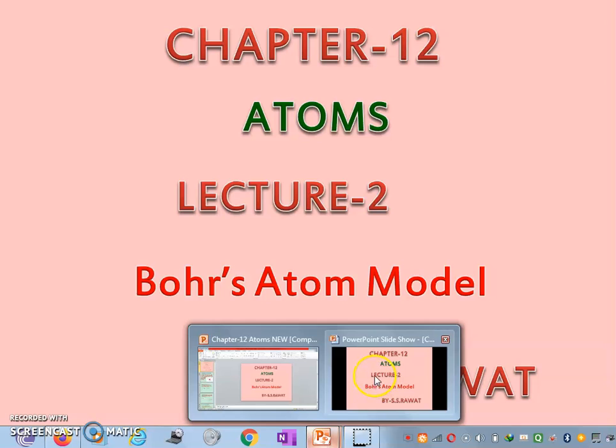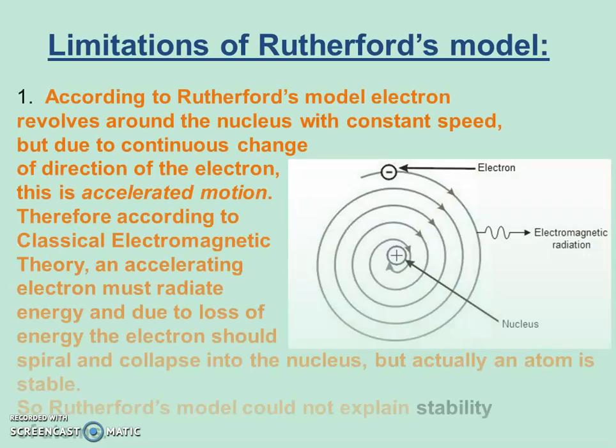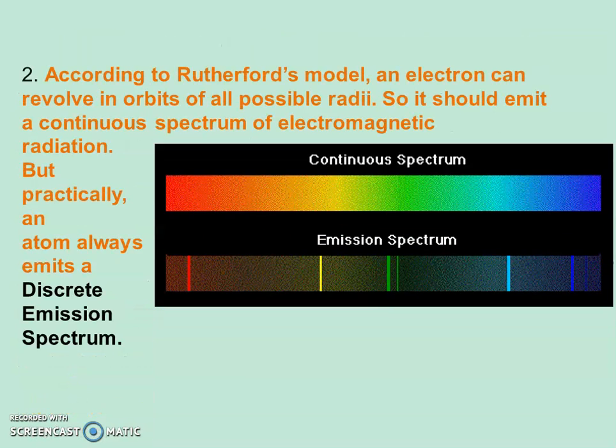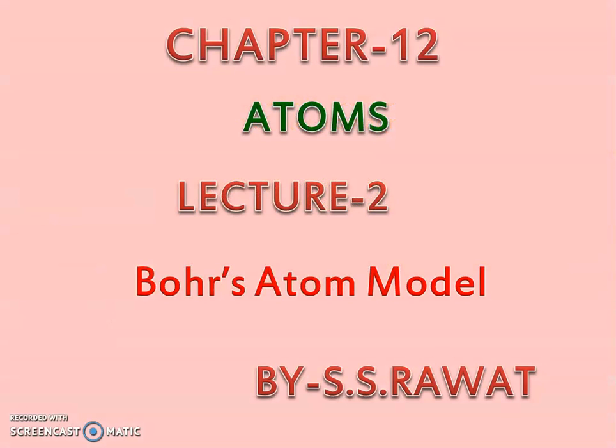In the previous lecture, we have already discussed the Rutherford atom model, J.J. Thomson atom model, and Dalton's atom model, right? So there were two limitations or drawbacks in the Rutherford model. Basically, one, the Rutherford model could not explain the stability of atoms, and second, it could not explain the line spectrum of hydrogen atom. So a new model came into play, that is Bohr's atom model.